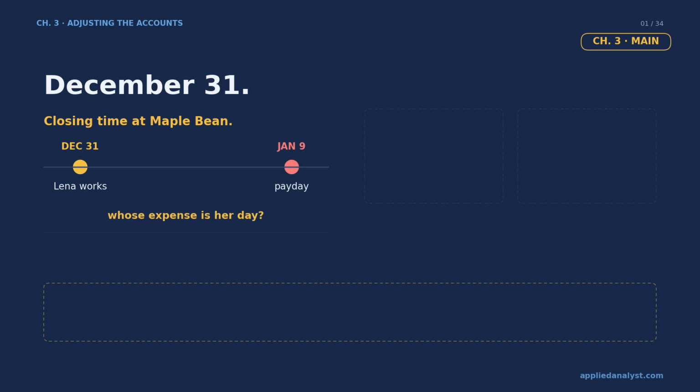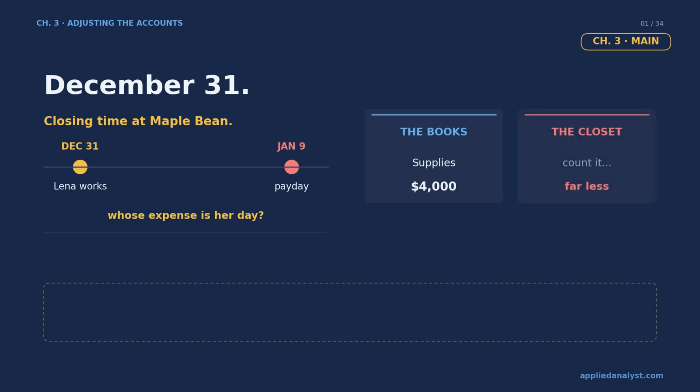Chapter 2 left you with a warning. Your books say supplies $4,000. Walk to the closet and count. There's nowhere near $4,000 in there. Tonight we fix both problems with the same tool. Adjusting entries, the heart of accrual accounting.